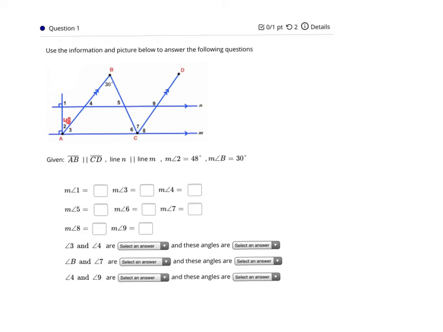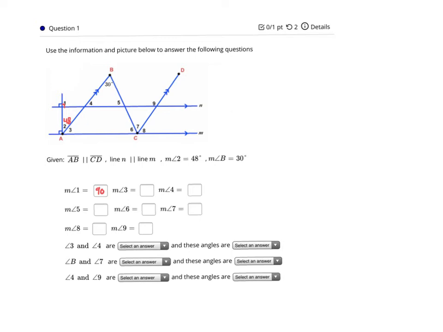So let's find the measure of angle 1. Well, first of all, angle 1 is next to a right angle. Those are a linear pair. Anytime you have a linear pair, they have to add up to 180. So if one of those is 90, the other angle is 90.